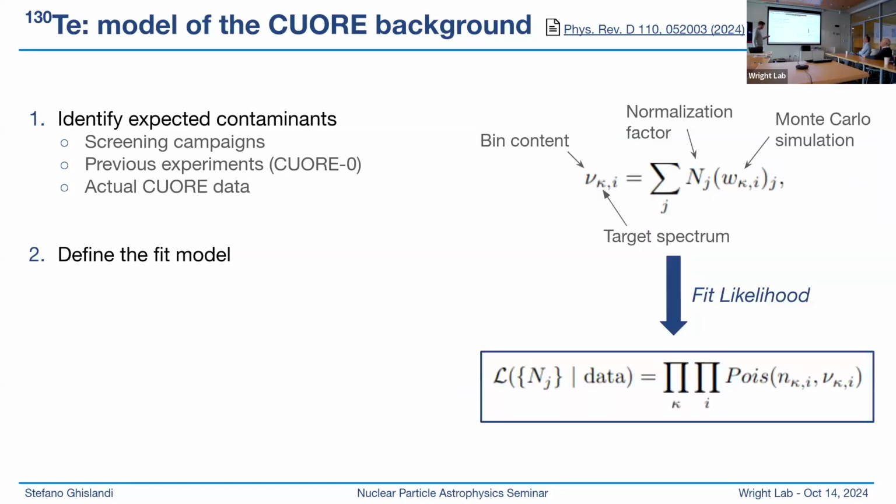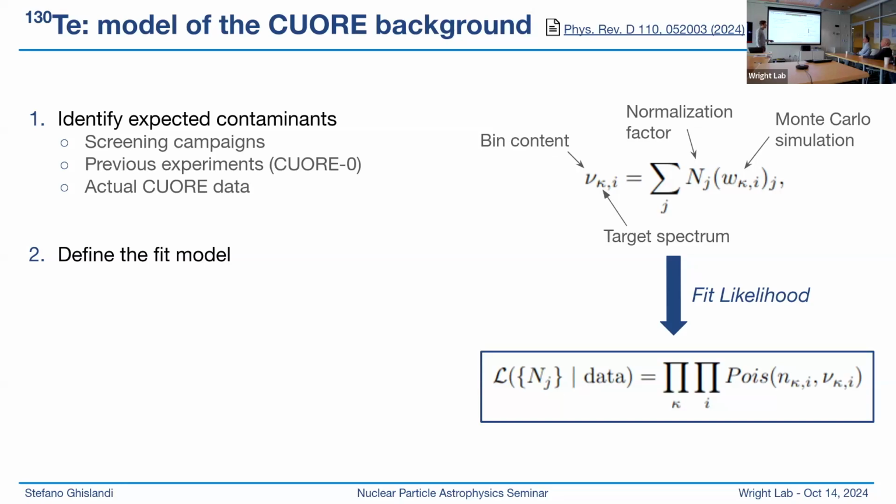Then you need to define the fit model. We are trying to explain the number of counts in each of the bins we are using for the fit as a sum over different background sources that are modeled with Monte Carlo simulations. A background source is a contaminant in a specific location of the experiment. All these Monte Carlo simulations need to be normalized to the data, and this can be done through the fit. So these are Monte Carlo simulations, and these are the fit parameters that can be retrieved by maximizing the likelihood.